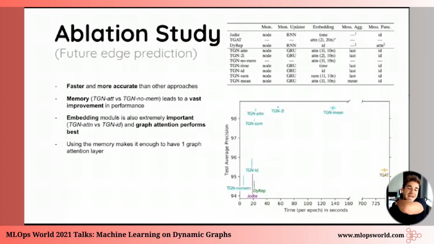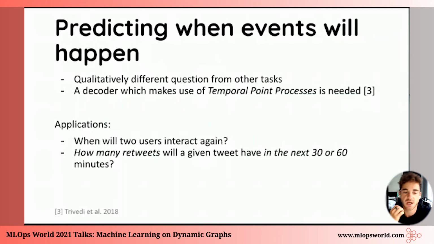So as I was saying, another very interesting task that you can deal with on dynamic graphs is predicting when things will happen. This is not something we focused on in our paper, but it's also a very interesting direction, and there have been some other papers working on this. To predict when something will happen, the main and best solution so far has been to use a decoder which employs temporal point processes.